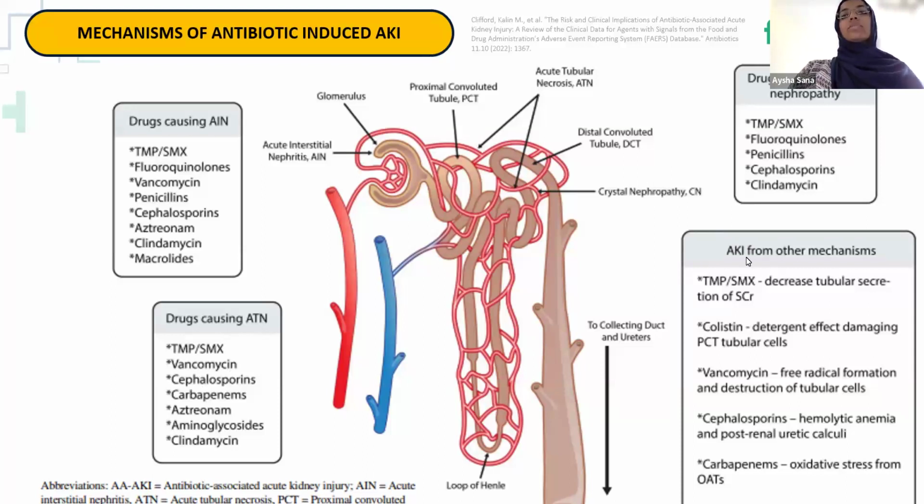Then other mechanisms of AKI from antibiotics are decreased tubular secretion of serum creatinine, detergent effect damaging the tubular cells, and free radical formation, hemolytic anemia and post-renal ureteric obstruction, oxidative stress, drug interactions, etc. So these are the different mechanisms of drug-induced kidney injury from antibiotics.